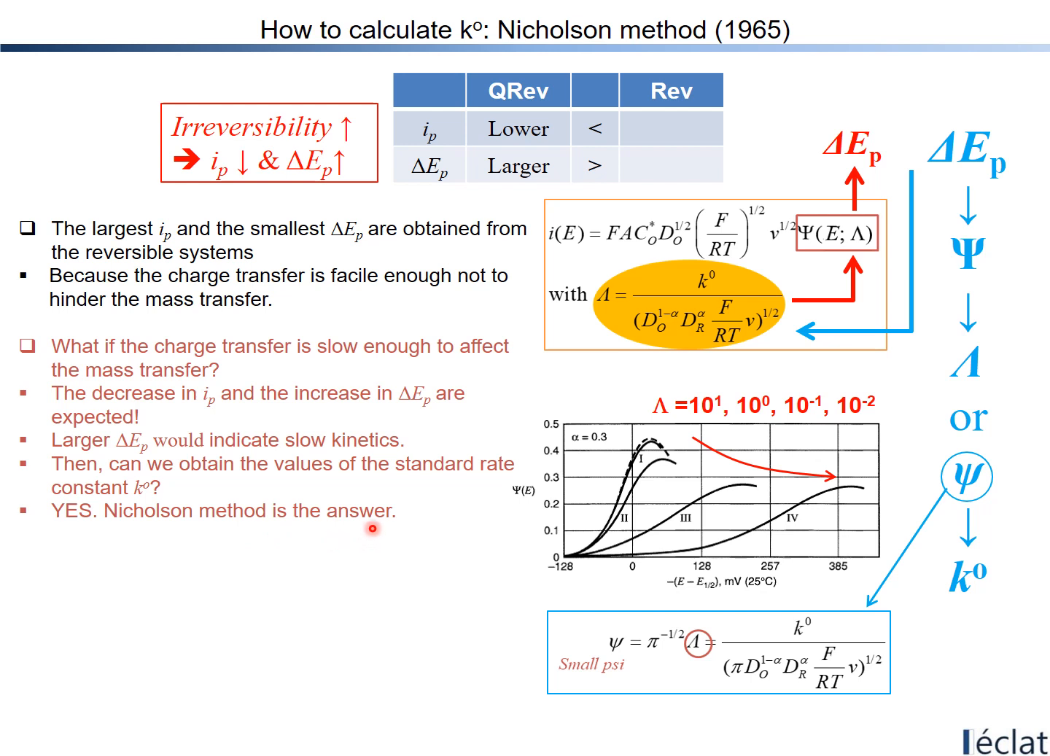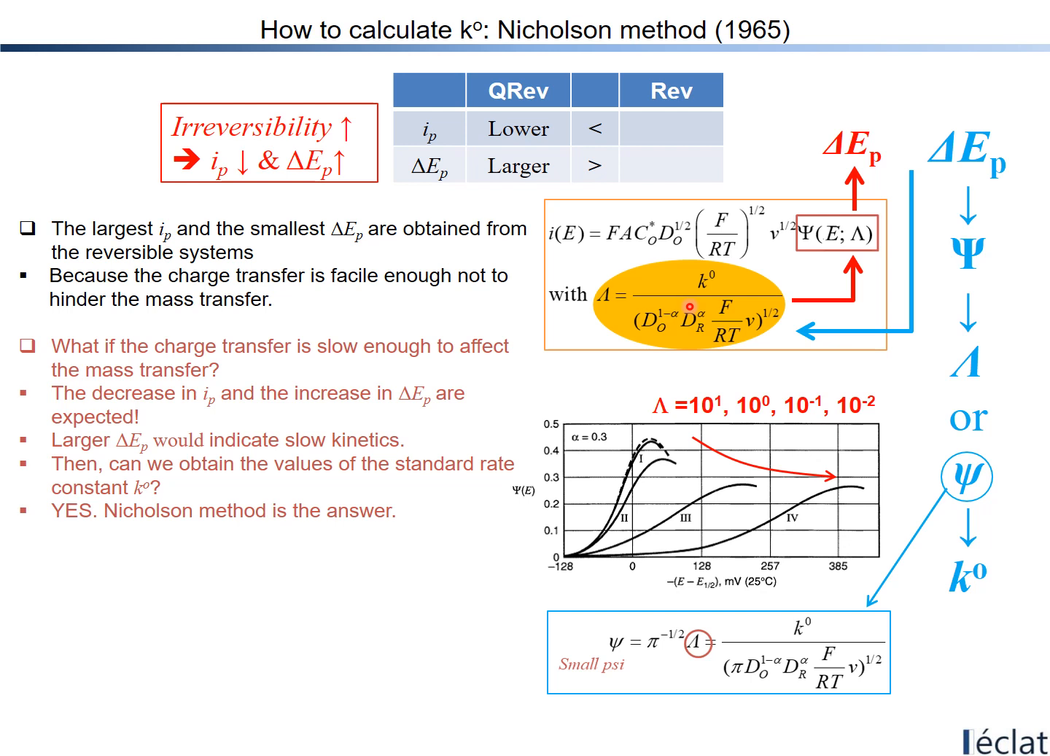So let me check the equations for quasi-reversible reactions. Here is the current function for the quasi-reversible process, and this is the potential-independent term, and the other thing is the potential-dependent term psi. Psi is a function of potential with lambda as the parameter, and lambda is the ratio of the charge transfer to mass transfer.